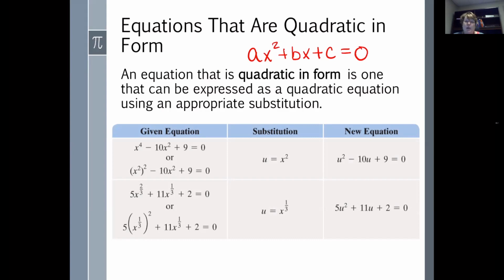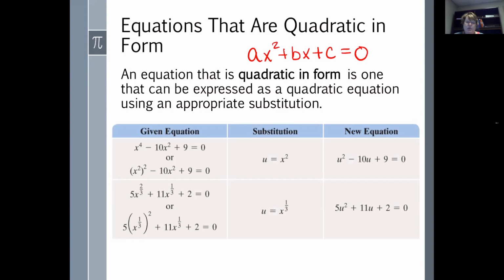The substitution we make is we let u, every time you see a u in algebra, it represents an algebraic expression. So we're going to let u equal x squared. So that x to the 4th minus 10x squared plus 9 equals 0 can be converted to the quadratic equation u squared minus 10u plus 9 equals 0. You can solve that by factoring. And once you have it solved by factoring and you know what u equals, you can back substitute to find x.